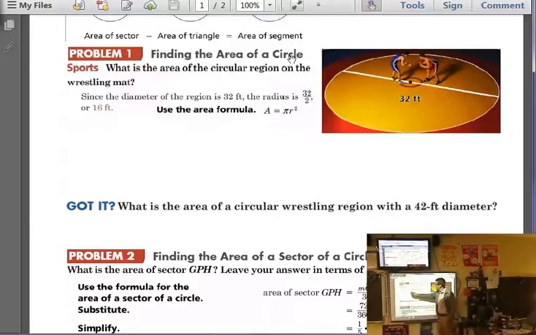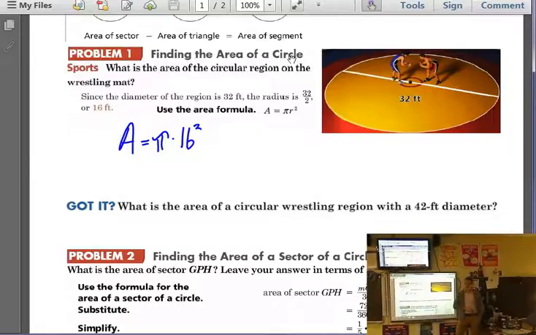We'll use our area formula, pi r squared. Set up pi times, what's my radius here? 16. We've got to square my 16. I don't have that one memorized. 256 times pi. It does not tell me to leave my area in terms of pi, so we might as well compute it out to a decimal value.